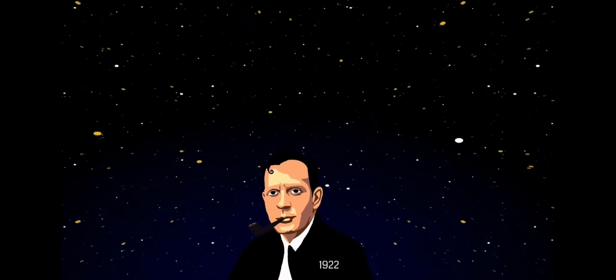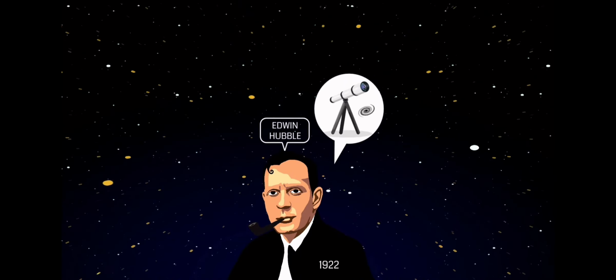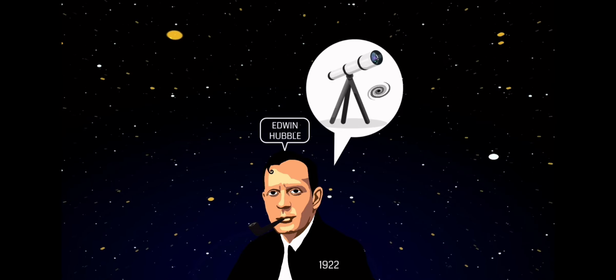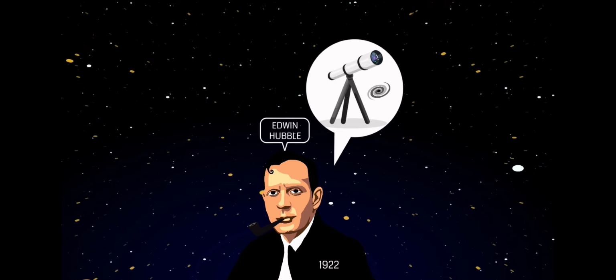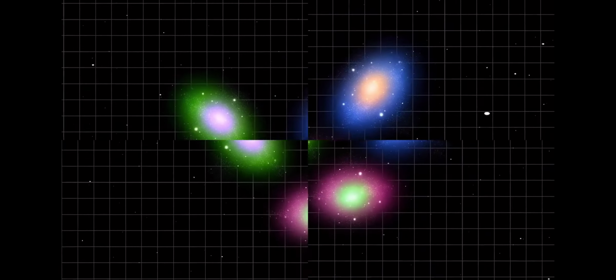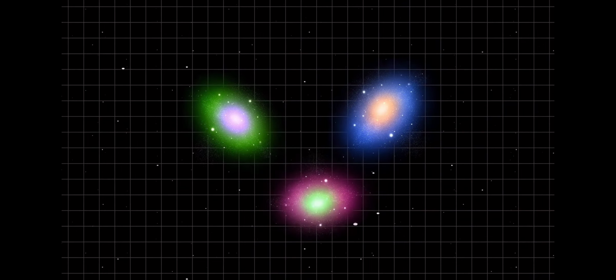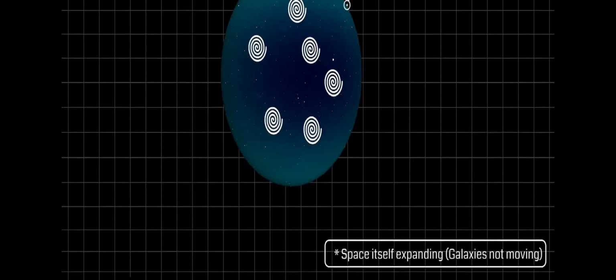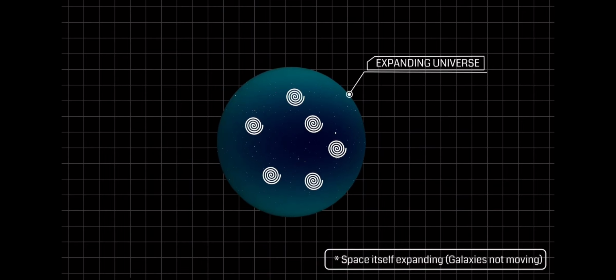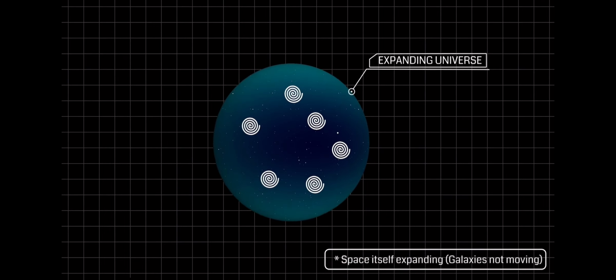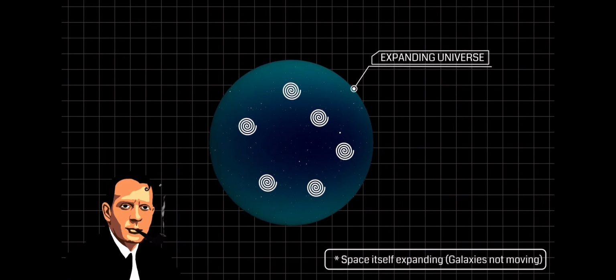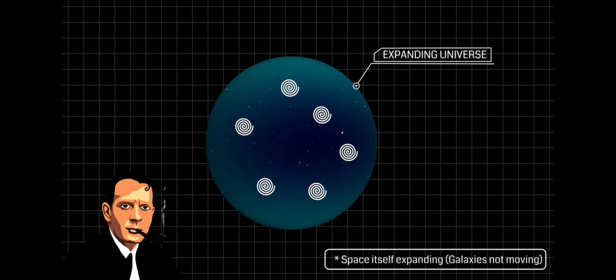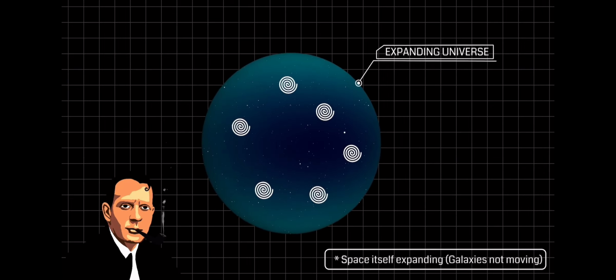In 1922, Edwin Hubble was making some observations on distant galaxies with his telescope. He found something strange. Galaxies are not stationary entities. They are moving away from us and from each other. Although some scientists had ideas and theoretical concepts about galaxies moving, Hubble provided the first confirmation that the universe is expanding uniformly in all directions.